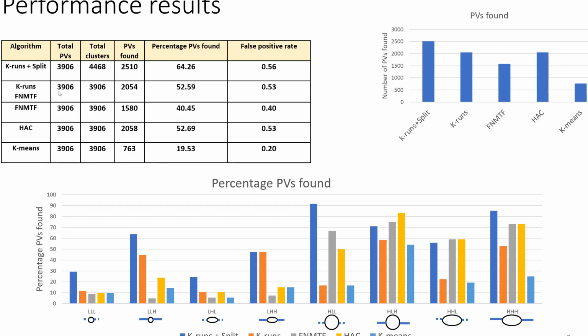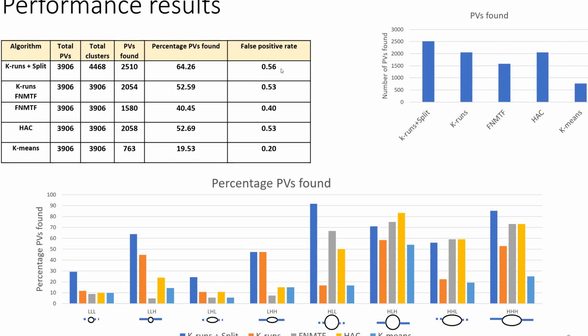So you can see from the table that all these 4 algorithms always found the exact number of PVs or clusters as the total number of ground truth PVs in the data set. Whereas Cairns plus Split found a much higher number of clusters or PVs than the ground truth number of PVs. So though it found 64% of all ground truth PVs, we can also see that it has a very high false positive rate.